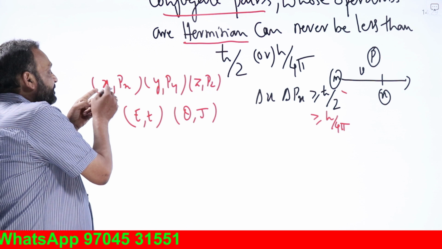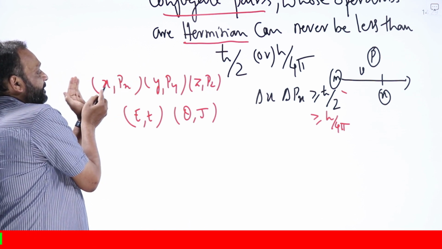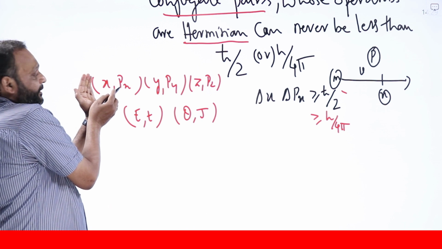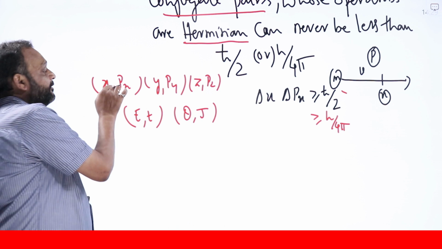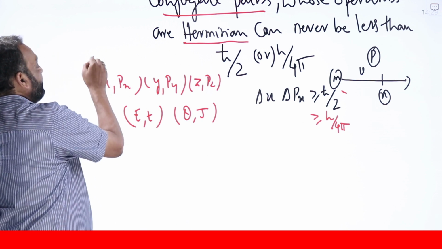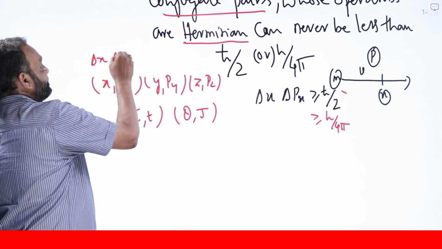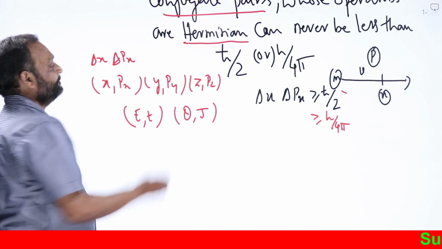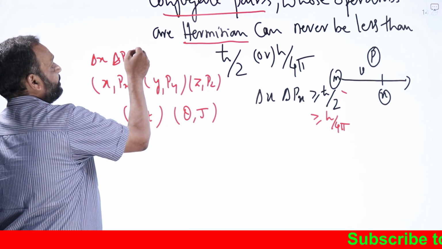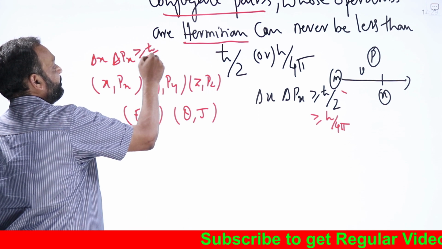The uncertainties in the variables. What are the variables in the first canonically conjugate pair? Position x and its component, x component of momentum px. Uncertainties in the variables of canonically conjugate pairs: uncertainty in x, I'll write it as delta x, and uncertainty in px, I'll write it as delta px. The product of delta x and delta px cannot be less than h bar by 2. Cannot be less than h bar by 2 means it can be greater than or equal to h bar by 2.